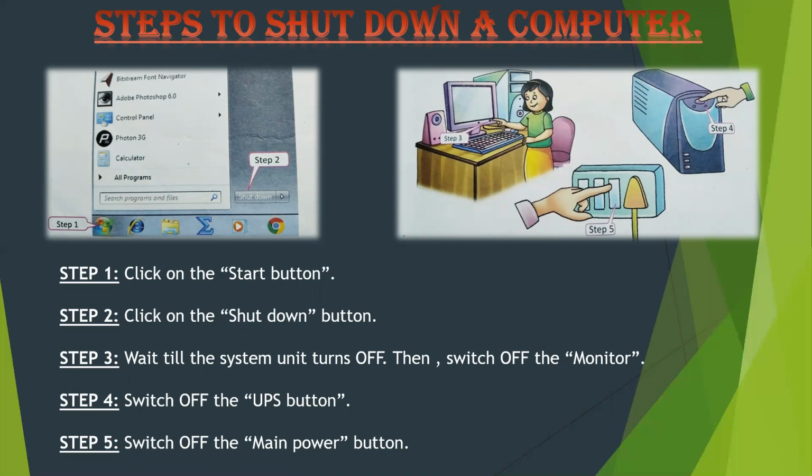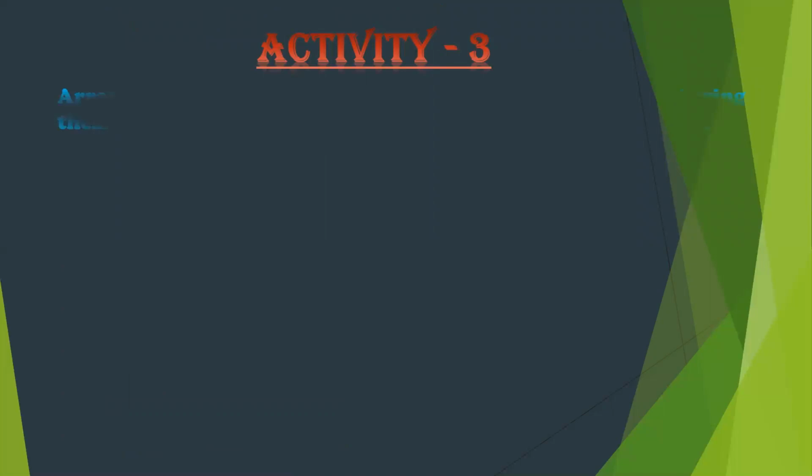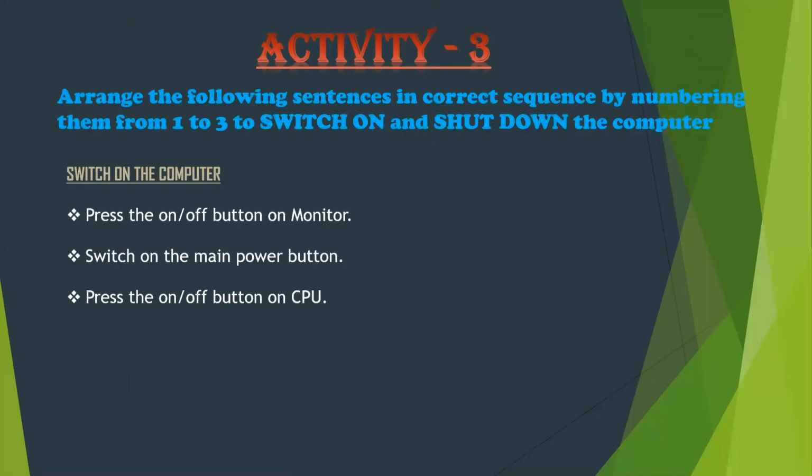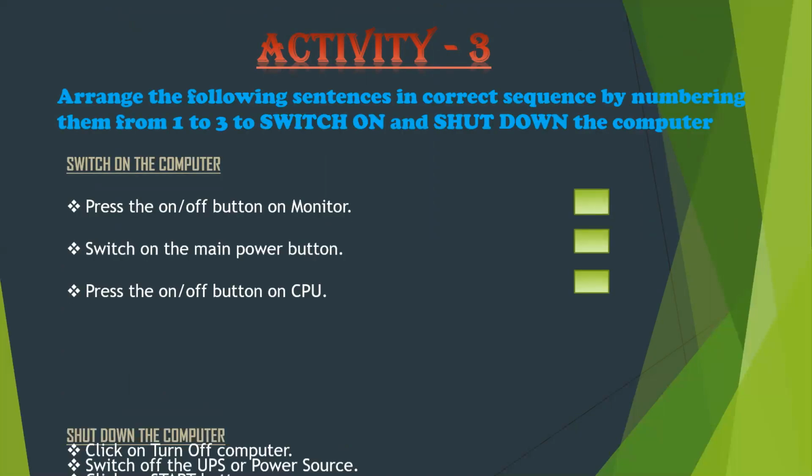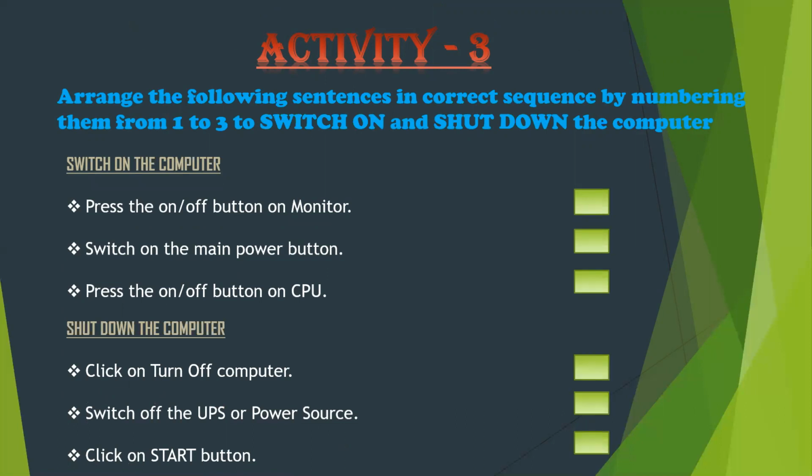Now it's activity time, children. Let us do a small activity which is on page number 12 in your computer textbook. Here, you have to arrange the sentences in correct sequence by giving the numbers. The first one is switch on the computer. So what will be the first step, children? Here, you have to switch on the main power button. Then give us number 1. What will be the second step? Press the on off button on CPU. And finally, the third step is press the on off button on monitor.